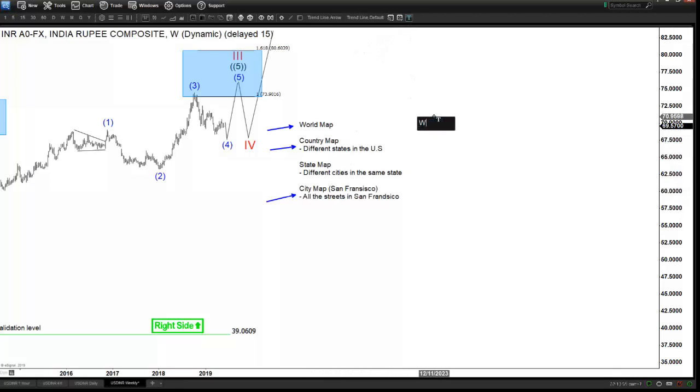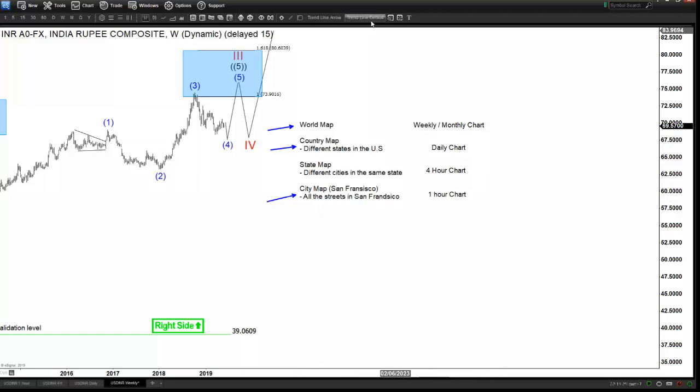Now, that's it. Each one of them, technically, should not be contradictory, right? Even though you don't see all the details of the streets, the state map and the city map should not contradict one another, right? It's like a puzzle. They should correlate to one another, right?